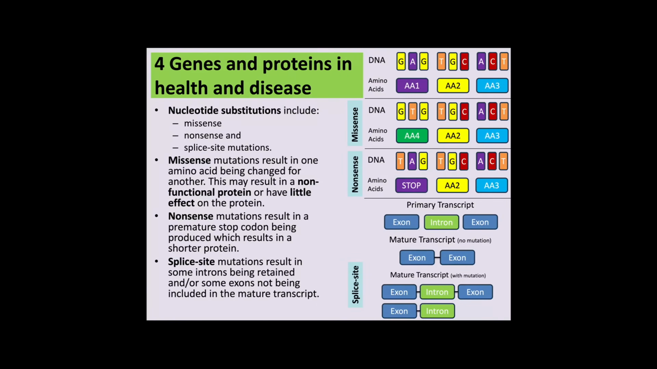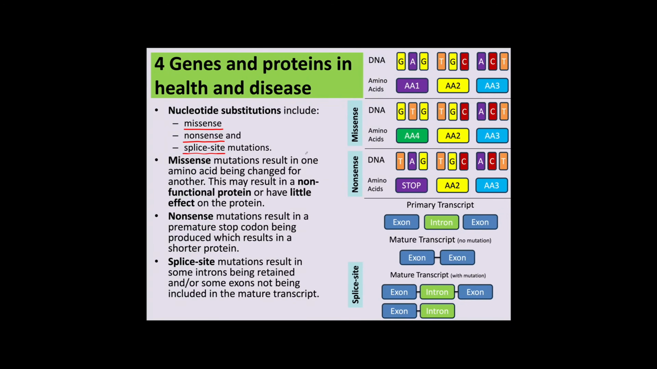Now we're going to talk a little bit more about substitution mutations, because we briefly mentioned them at the start about changing one nucleotide base, and that affects one amino acid, okay? Now, nucleotide substitutions are split into three main groups. We've got the missense ones, we've got the nonsense ones, and we've got the splice site mutations. Okay, and we're going to talk about how each of those three substitutions are different from each other.